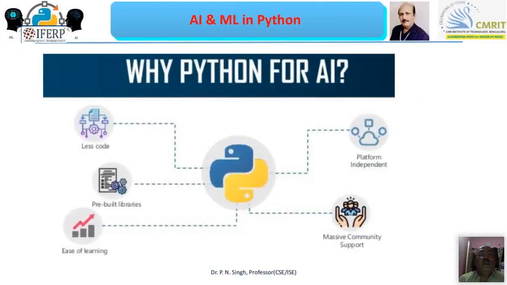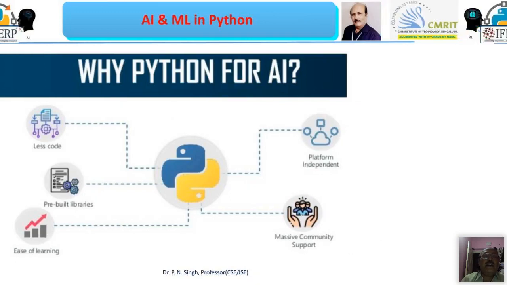So why will we be using Python for artificial intelligence? Because it has a small code size. It is platform independent. It runs on Windows operating systems and also on Linux and Unix based operating systems. And it has a rich set of built-in libraries, ease of learning, and massive community support. For that reason, Python is accepted globally for artificial intelligence, for big data and machine learning.